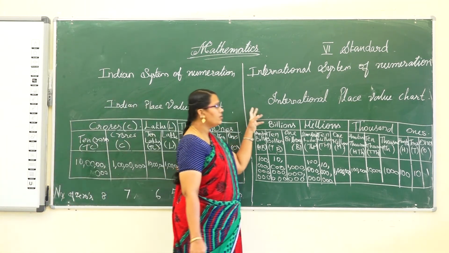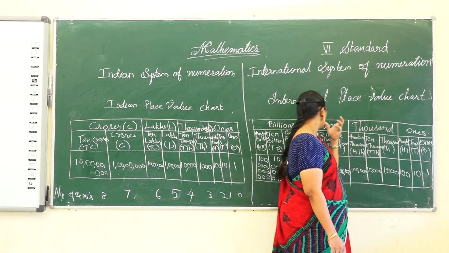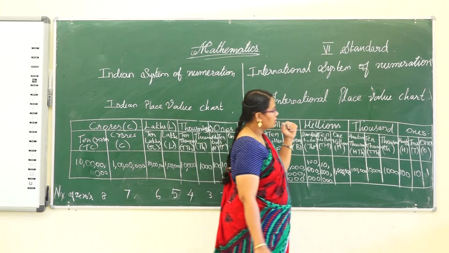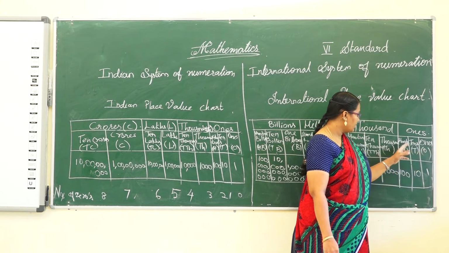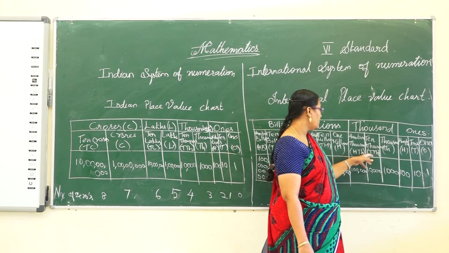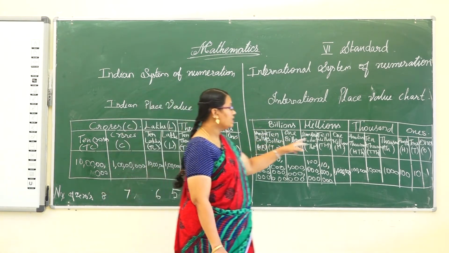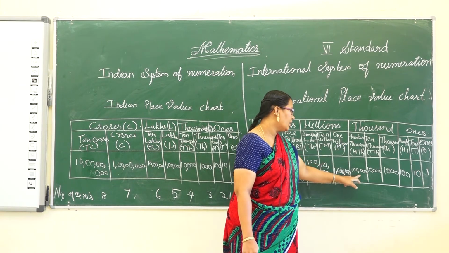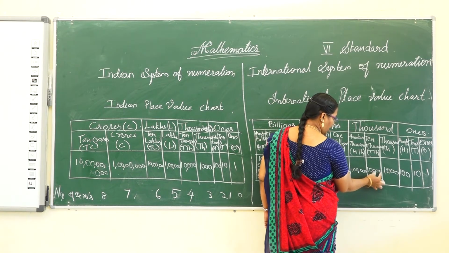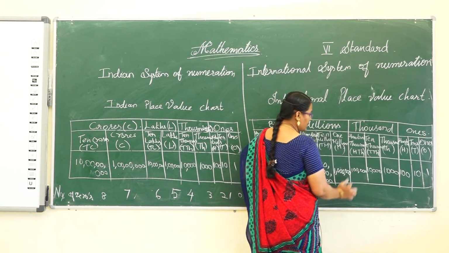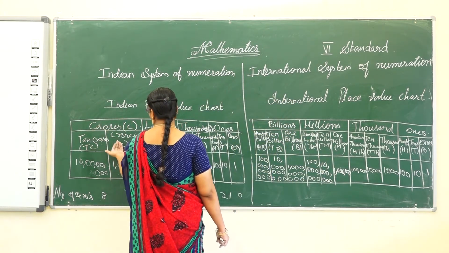The next concept is the international system of numeration. It has ones, thousands, millions and billions. As usual, like the Indian system, ones, tens, hundreds, 1000, 10,000 are the same. In the Indian system we consider 10,000 before lakhs; here we consider 100,000. 100,000 is easy to identify after 1,000 and 10,000, and next comes millions, where the Indian structure has crores.